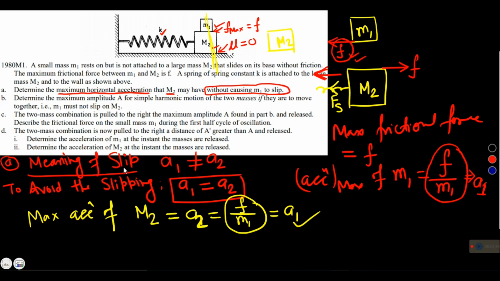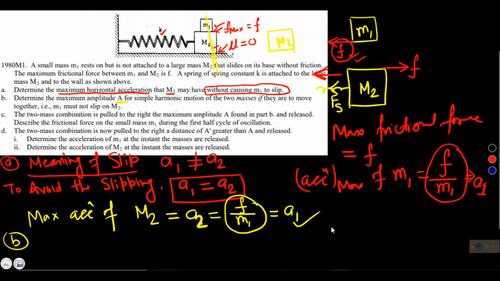Let us see the second part. Determine the maximum amplitude A for simple harmonic motion of the two masses if they are to move together, that is, m1 must not slip on m2. So friends, we have to find the maximum displacement for which the two blocks will move together, right?